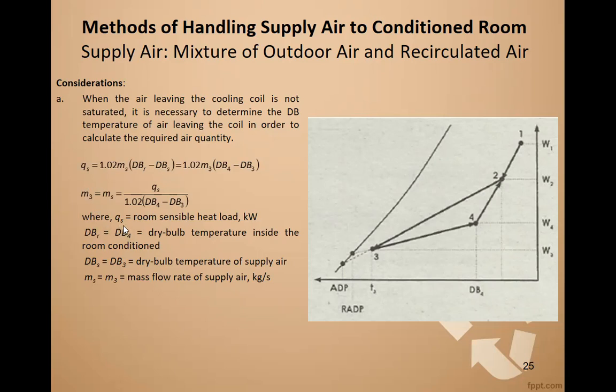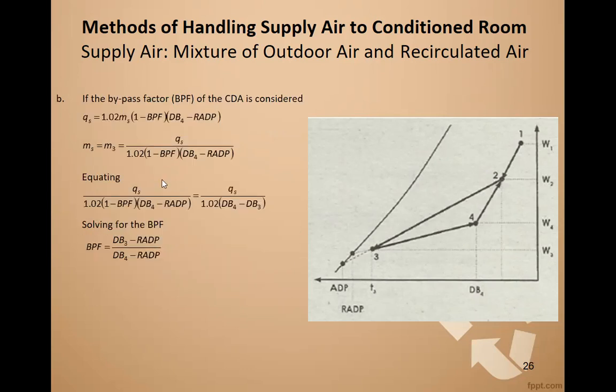Well, Q_S is the room sensible heat load. DB_R, and DB_R po is the dry bulb temperature inside the room condition. And DB3 is the dry bulb temperature of supply air. M_S equal to M_3 is the mass flow rate of supply air, kilogram per second. Ito yung mga temperature units or SI units.